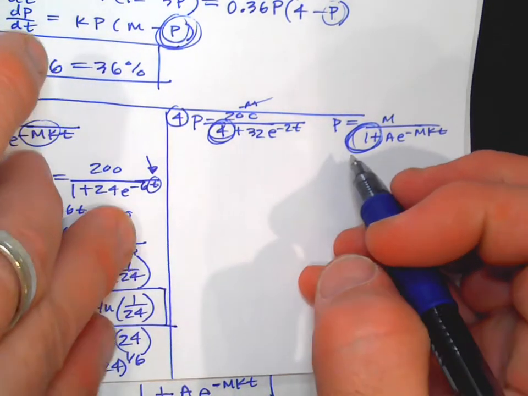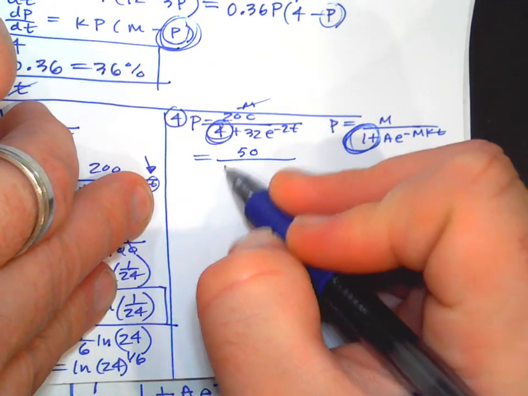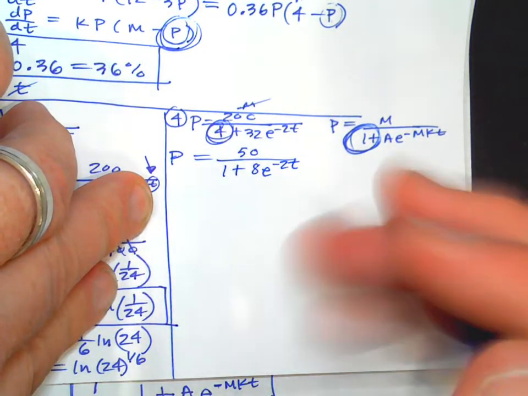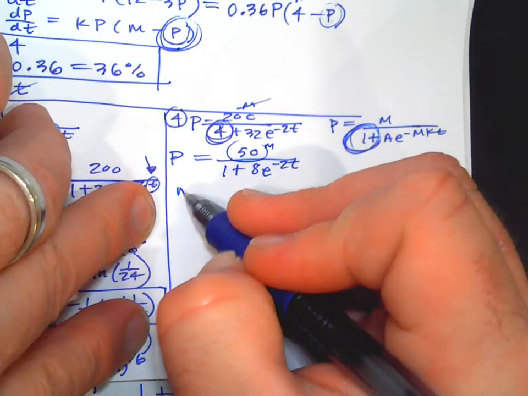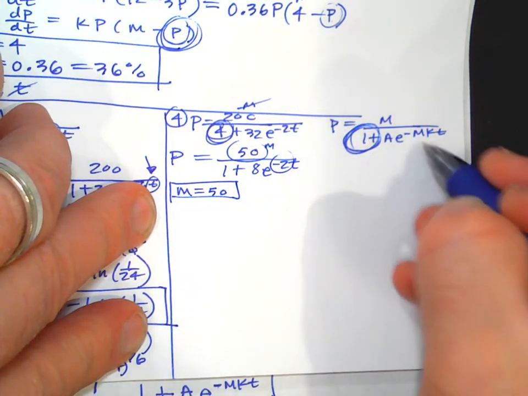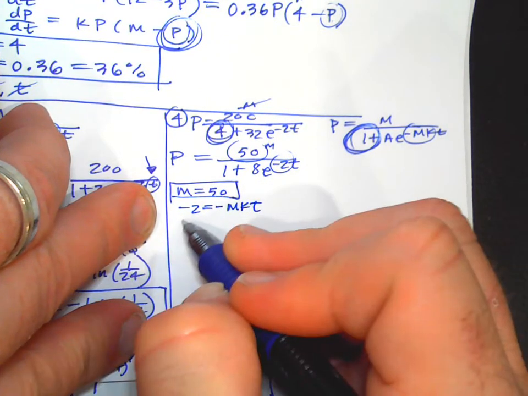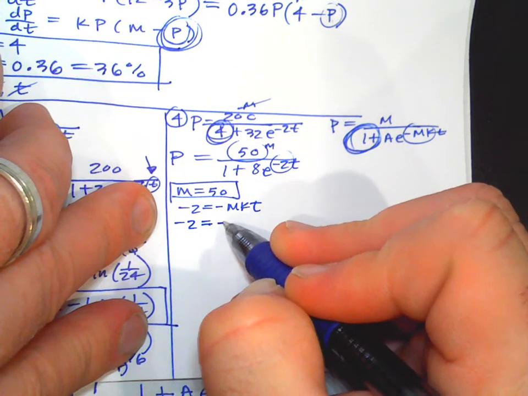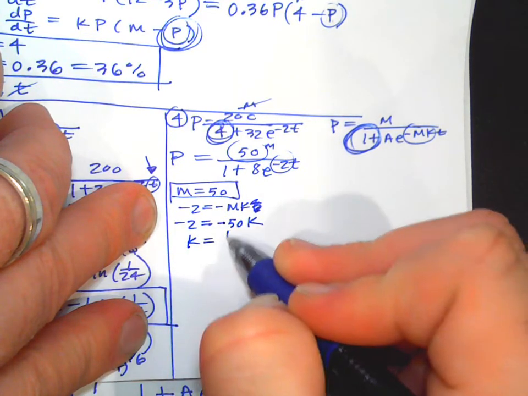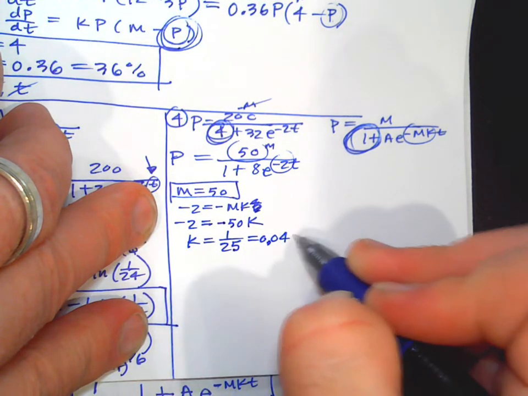that we needed. So we need a factor of 4 out of the top and bottom. And that would leave you with 50 over 1 plus 8e to the negative 2t. So this is the same thing. It's just tweaked to make it look nicer. So here's your M. M equals 50. And then negative 2 equals negative MKT. So negative 2 equals negative, just negative MK. Negative 50k. So k equals 1 over 25, or 0.04, or 4%.